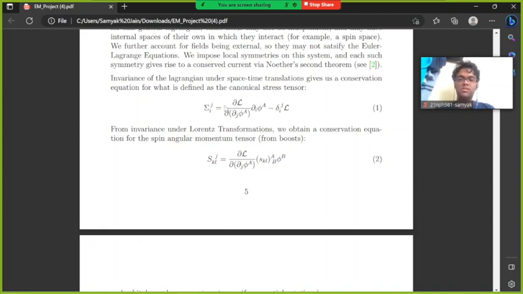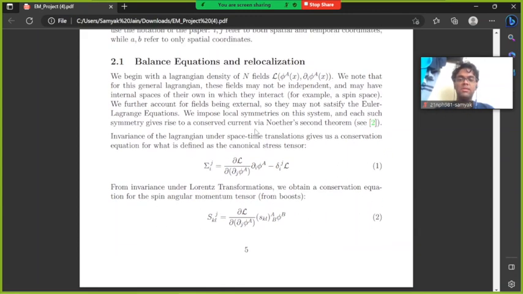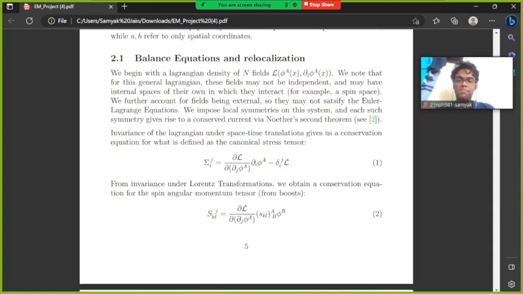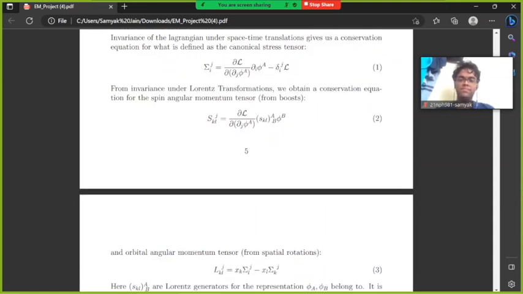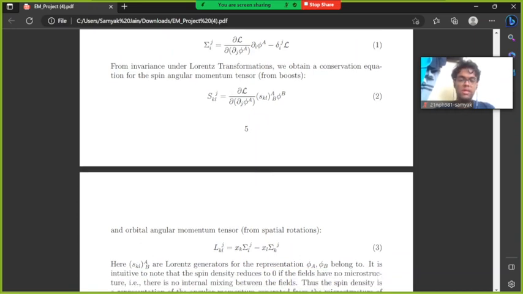The first local symmetry we impose is that the Lagrangian must be invariant under spacetime translations. By definition, the conserved current for this symmetry is the canonical stress energy tensor, which is outlined in equation 1. Similarly, from the invariance of the Lagrangian under Lorentz transformations, we obtain a conservation equation for the spin angular momentum and the orbital angular momentum. The orbital angular momentum comes from invariance under rotations, and the spin comes from invariance under boosts. These are outlined in equations 2 and 3 for spin and orbital.